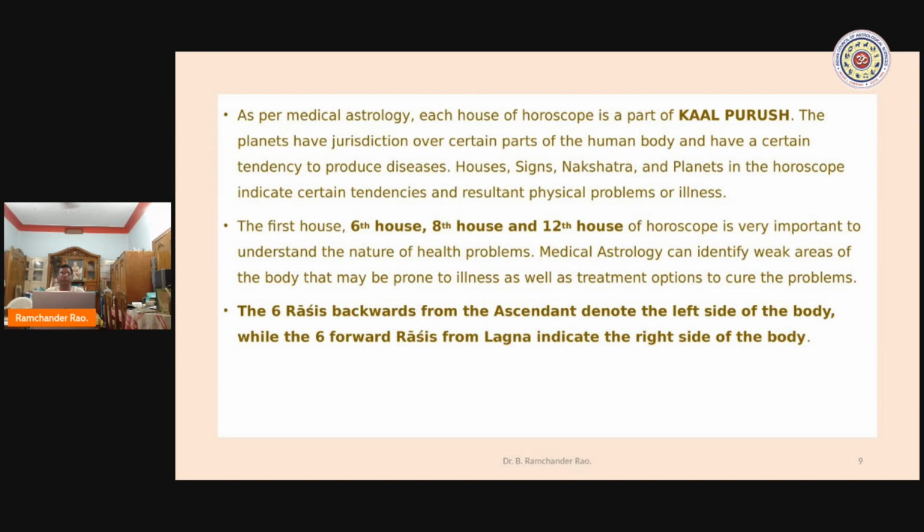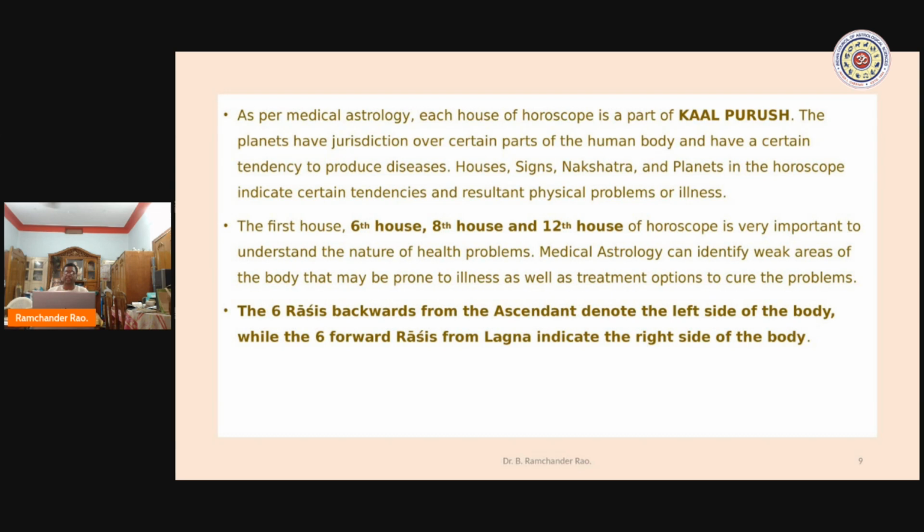The horoscope is very important to understand the nature of the problem that has happened. What is the reason for getting this problem? Medical astrology can identify the weak areas of the body that may be prone to illness, as well as the treatment options to cure the problem. Medical astrology will guide everything.